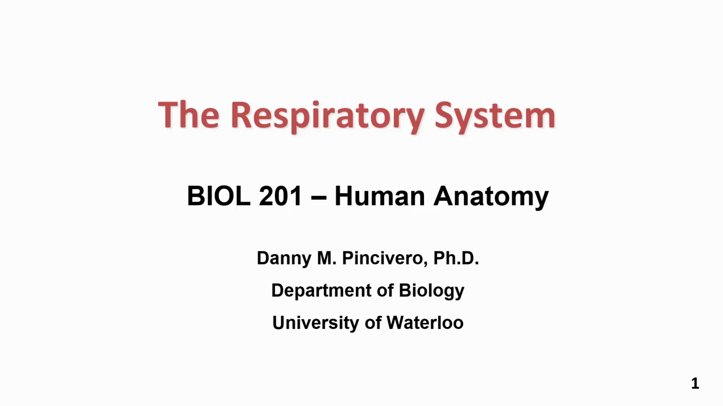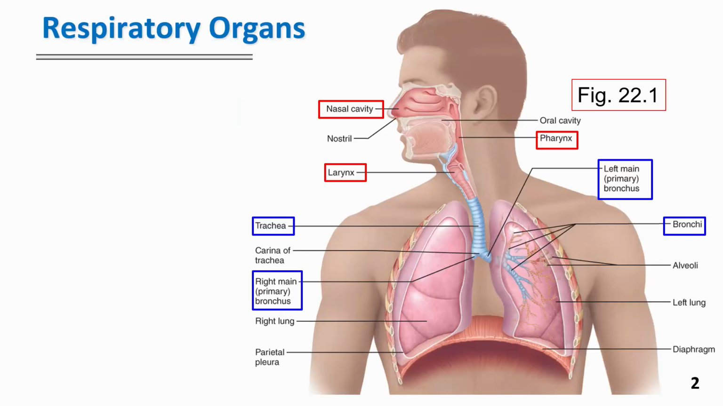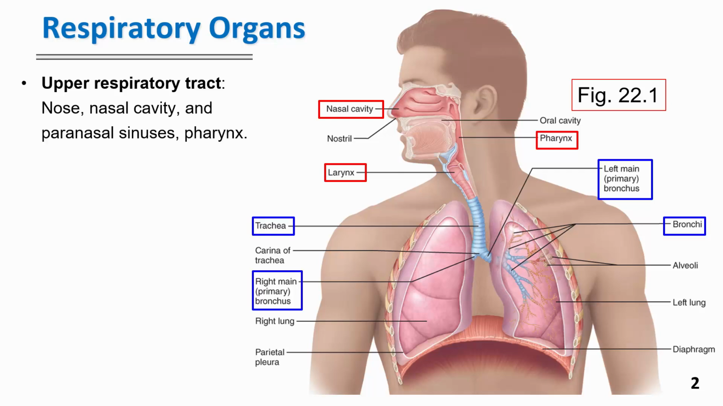In this lecture, we're going to review the anatomy of the respiratory system, and we'll begin with an overview of the major structures, and we'll then follow through with the upper portions of the respiratory system. And so when we think about the respiratory organs, this system is composed of a number of different structures that function to move air from the environment into the body and from the body back into the environment.